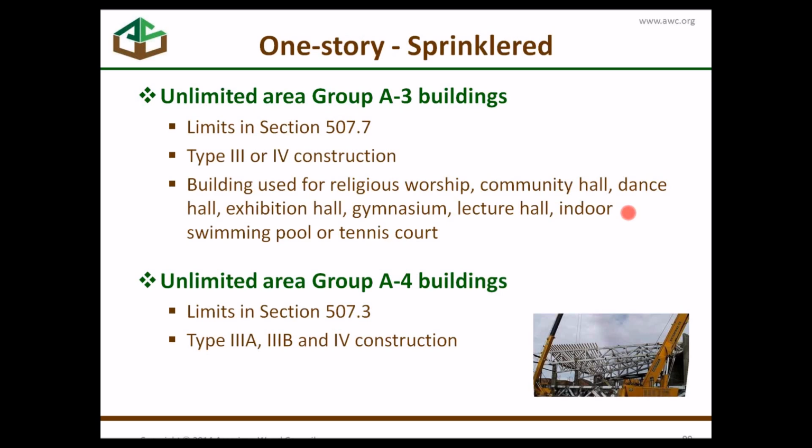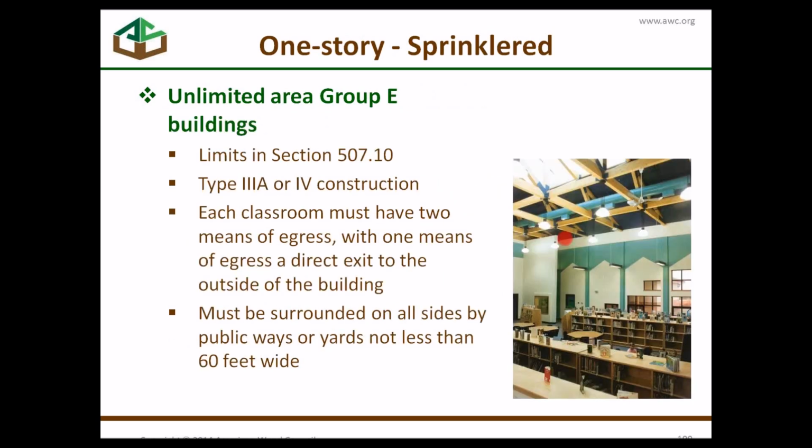There is a category for a more typical assembly building, A3, church and so forth, to be unlimited in area, Type 3 or 4 construction. You find all those limits in 507.7. By the way, unlimited area buildings are in Section 507 of your code. If you go down here, for unlimited area Group A4, this is indoor sporting events, there's a category for unlimited area there. Type 3A, 3B, and 4 construction.